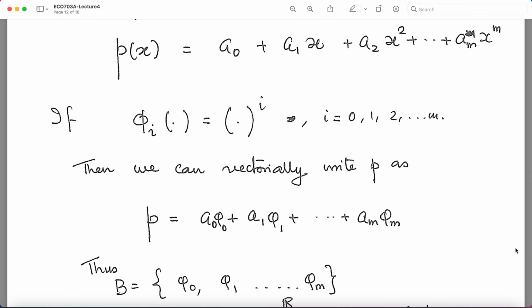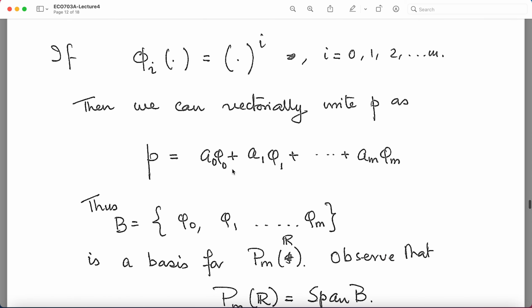P_m(R) is of course a vector space, because it is a subspace of the space of all continuous functions on R. Actually, it is a subspace of all differentiable functions on R, because polynomials are infinitely differentiable. So, this is a spanning set, and we now claim that these monomials form a basis of P_m(R). So, P_m(R) is an m plus 1 dimensional space. And that is very important to observe.